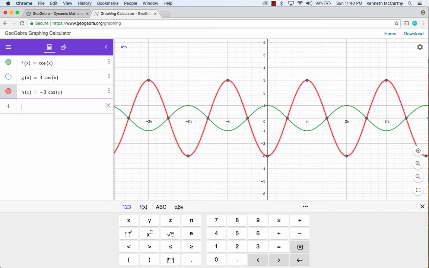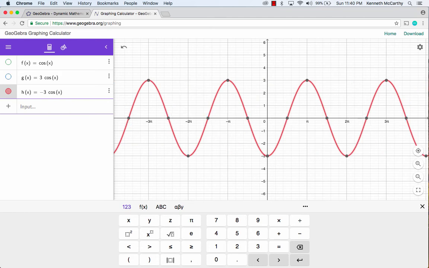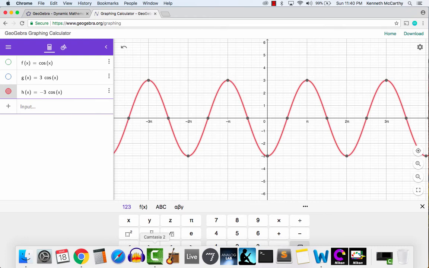So it's inverted. And we could see that more clearly by turning off cosine x and turning on 3 cosine x. So 3 cosine x is the blue. You can see from the colors here. And -3 cosine x is that one. Okay. And so how do we word that?